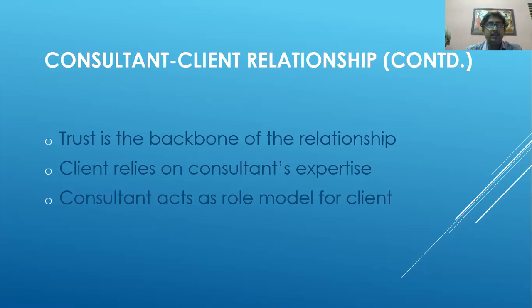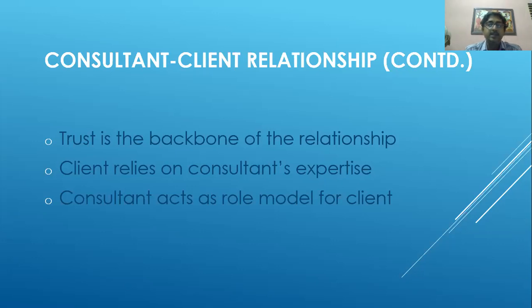Now, the most important thing in this relationship is trust, because if the trust is not there, definitely the client will not share all details and the consultant will not be able to perform properly. Next one, the client relies on the consultant's expertise. It's understandable because the client is completely dependent on the consultant in this particular case, and he will seek help from the consultant. Already we have seen in this concept that it should be a mutual relationship, based on helping each other. So that's the concept.